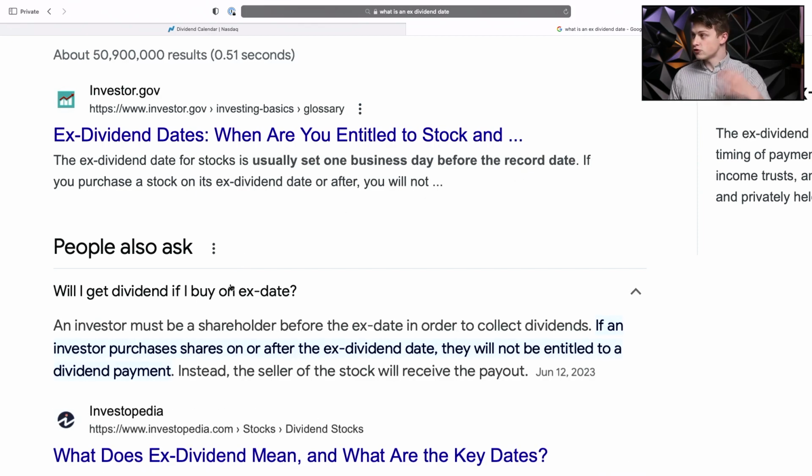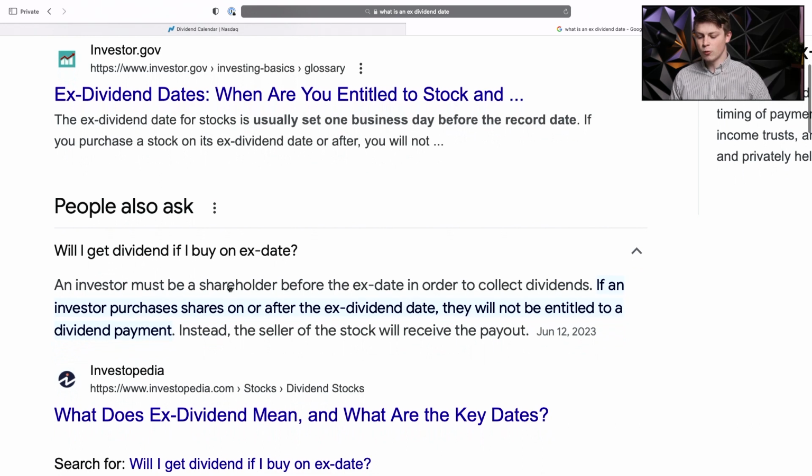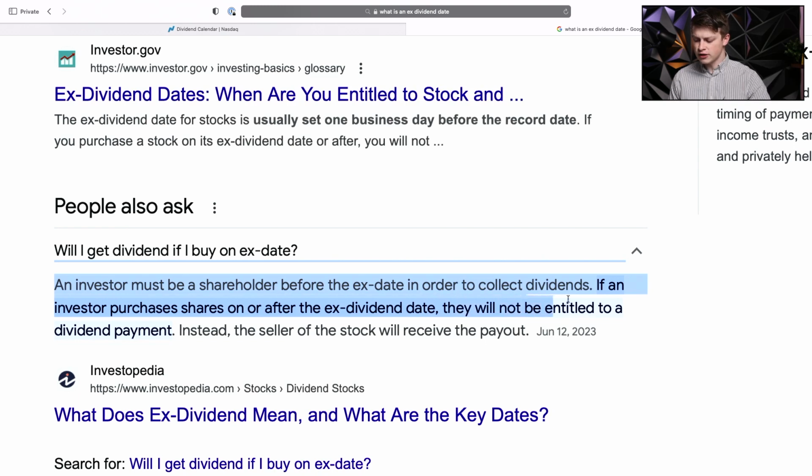Let me click the first question on Google because this will be so simple for us to understand. Will I get a dividend if I buy on the ex-date? And here is where the trick is. An investor must be a shareholder before the ex-date in order to collect dividends. If an investor purchases shares on or after the ex-dividend date, they will not be entitled to a dividend payment. What did we just read?